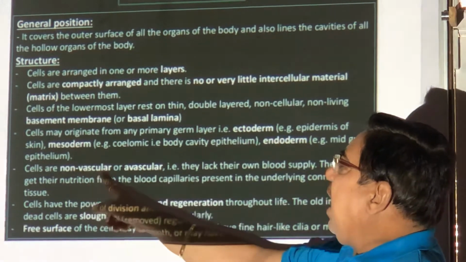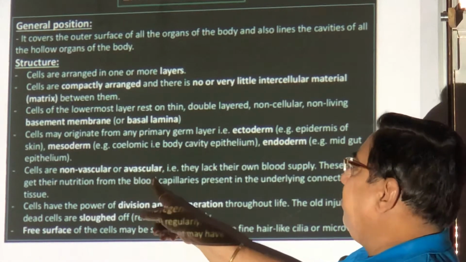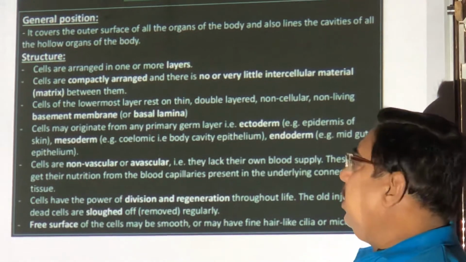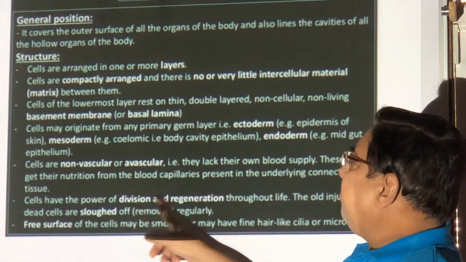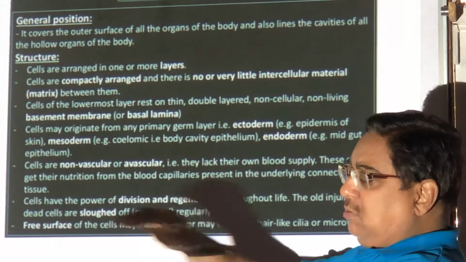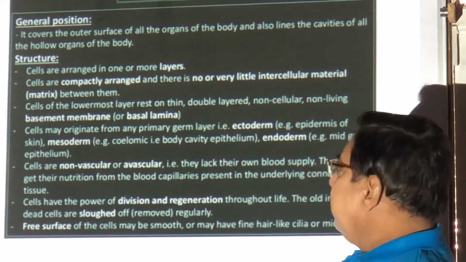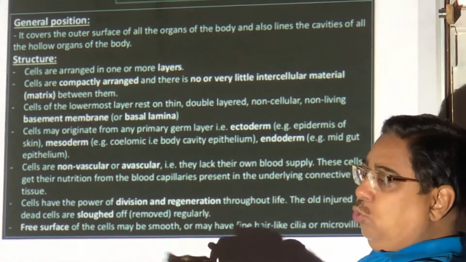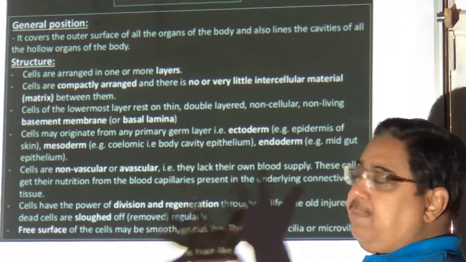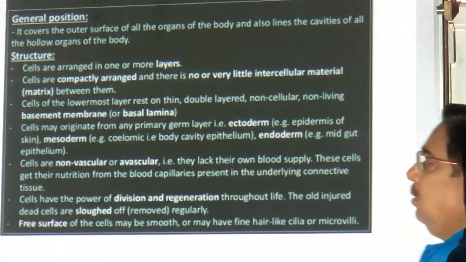Cells don't have blood supply between them. Okay, below is the blood in the connective tissue. They can divide very fast, they can repair very fast, and they keep coming off. Every time we have a bath, all the dead cells keep coming off. And they may be smooth, they may have hairs, cilia, or in the intestine they may have comb-like microvilli. Okay.